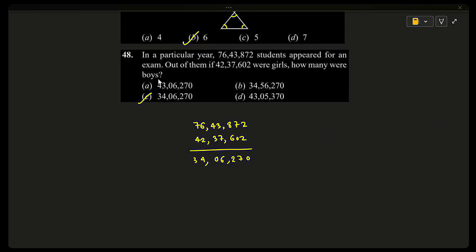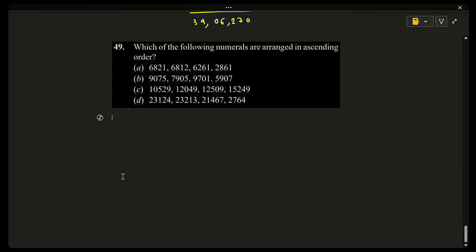Next, 49. Which of the following numerals are arranged in ascending order? So, smallest value to greatest value. So, it should not decrease. Always it should increase. Here, decreased. Wrong answer. So, this option C is always increasing. From here to here, increased, increased, increased. But here, increased and finally decreased. So, that's why it is wrong. So, option C is arranged in ascending order.